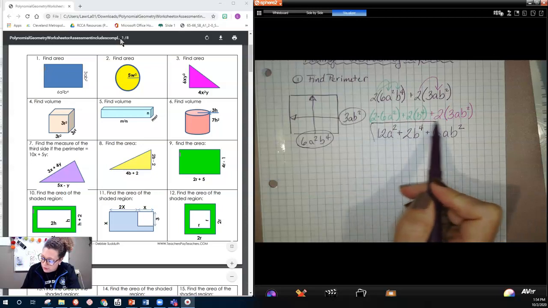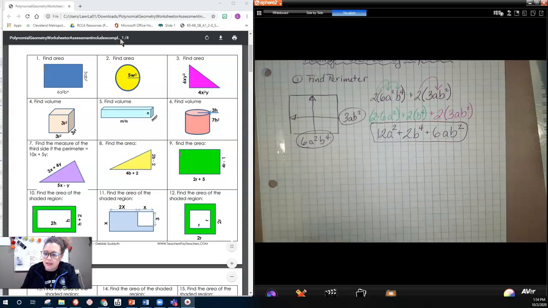So that is as small as that guy is going to get, right? So when we're finding the perimeter, that is it. Can't make that any more simple.